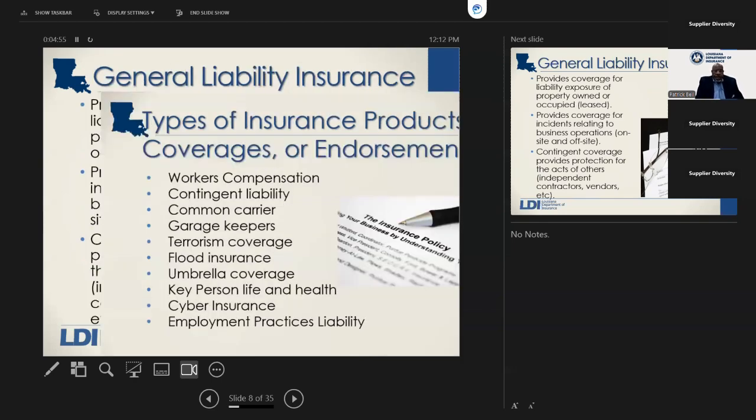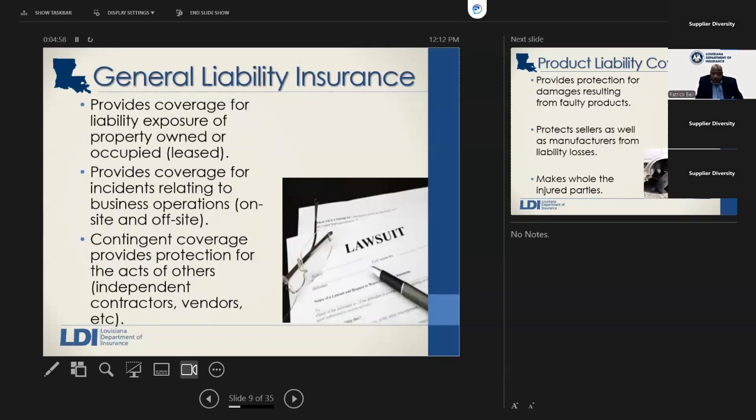So let us first talk about general liability. It provides coverage for liability exposure of property owned or occupied. So if you own a building, you've got insurance on it, part of your insurance is going to be for liability on the premises. Okay, but with general liability, you're also going to have coverage relating to business operations, whether on site or off site. And it may provide some contingent coverage for the protection for the acts of others, such as independent contractors or vendors that you may have working with you. So that's general liability.